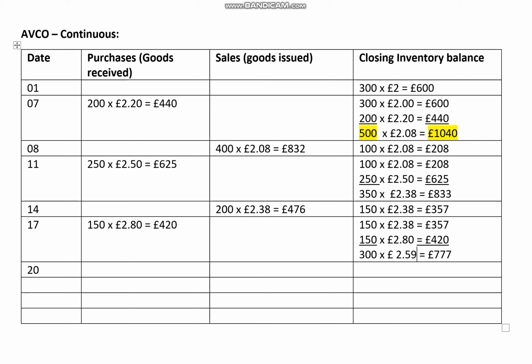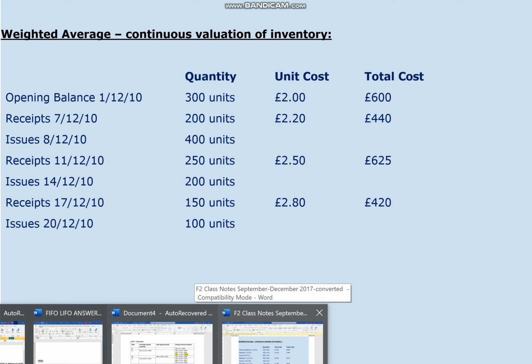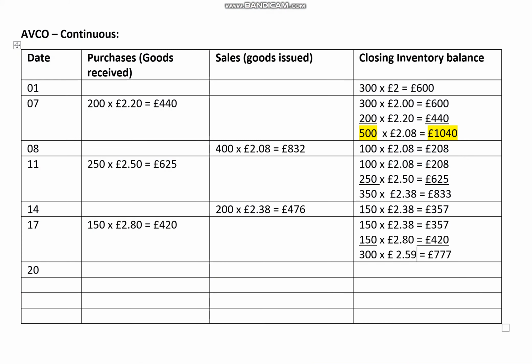And at the end, they issued 100 units, leaving me with the remaining 200 units at 2.59, giving me 518. Okay, so that's how the closing inventory will be updated.